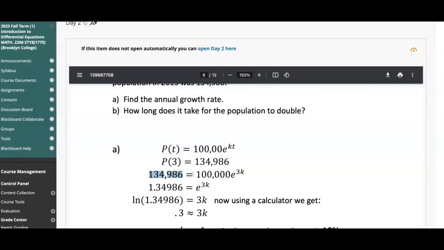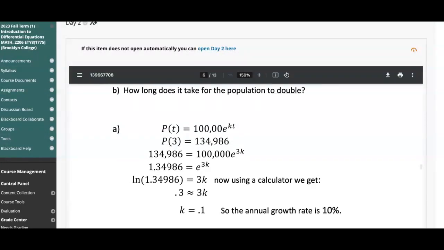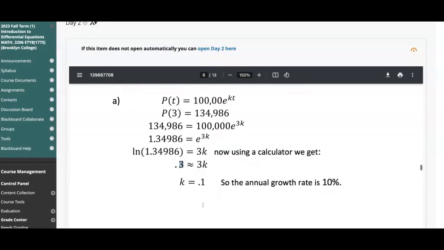So P of 3 equals P naught times e to the 3K. We use this to solve for K, the annual growth rate. We divide by 100,000 on both sides, get this. We take ln, so 3K equals ln of this. We have to use a calculator, and ln of this is about 0.3. So K equals about 0.1, an approximation, which means the annual growth rate is 10%.